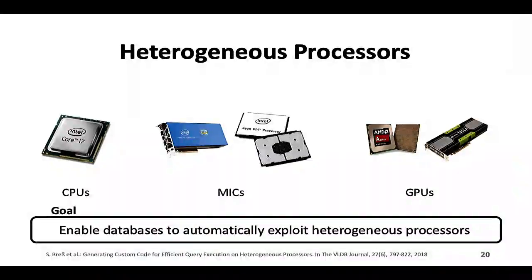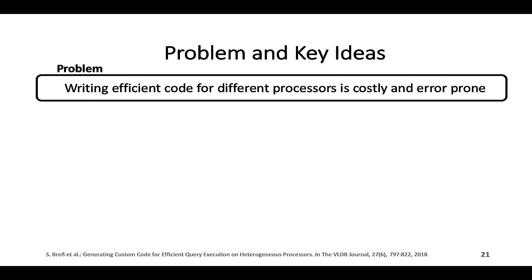The key goal of this work was to enable database systems to automatically run efficiently on these different heterogeneous processors. So what's the problem with that? Normally, if I need to port my database to a new processor, I need an expensive expert, and the expert needs to know a particular programming framework, and then implement all your operators, joins, aggregations, and so on, and hand-tune them to a processor. That's, on the one hand, very costly, and on the other hand, very error-prone, because you need to do that for every processor, and you need to ensure result correctness under all circumstances.